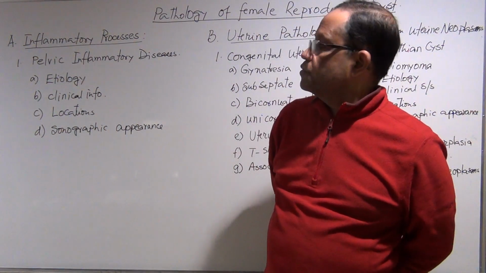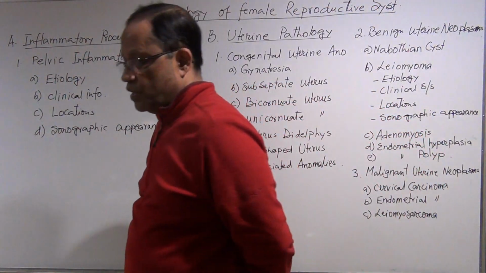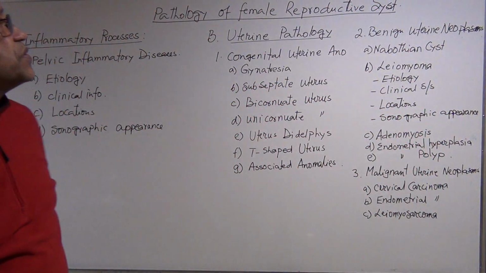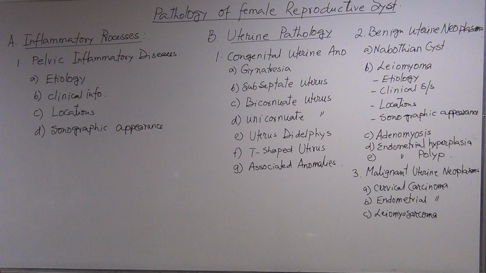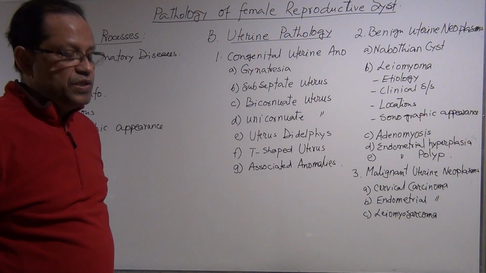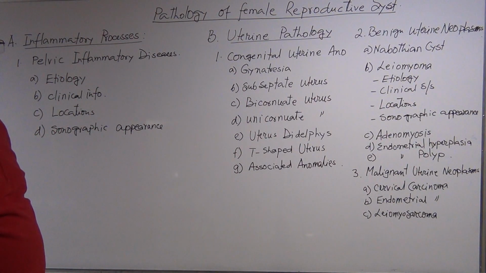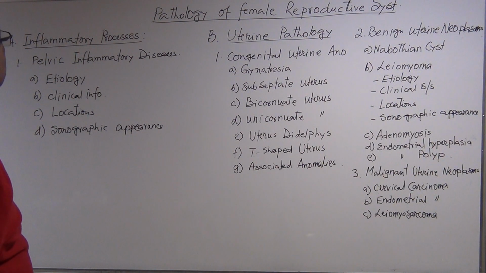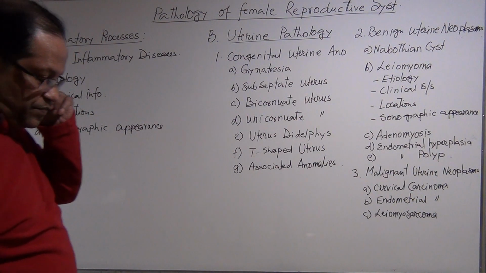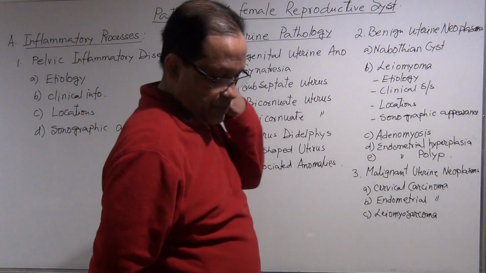So now this would be the last part, that is the pathology of the female reproductive system. In this lecture I will discuss the pathology of the uterus, the pathology of the ovaries, and the pathology of the pelvis. That I'm going to start first. Okay, let's talk about the pathology.